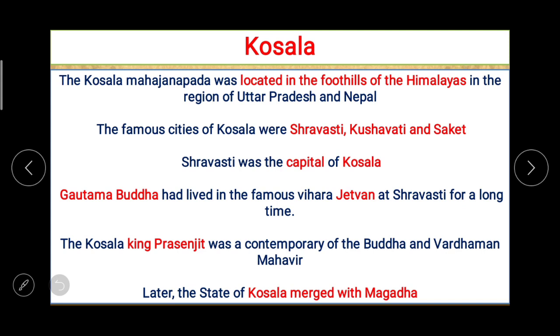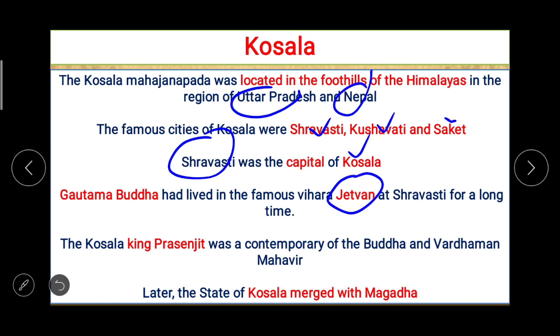The Kosala Mahajanapada was located in the foothills of the Himalayas in the region of Uttar Pradesh and Nepal. The famous cities of Kosala were Shravasti, Kushavati and Saket. Shravasti was the capital of Kosala. Gautam Buddha had lived in the famous Vihara Jetwan at Shravasti for a long time. Now here we are talking about the 4 important Mahajanapadas, that is Kosal, Vats, Avanti and Magadha.